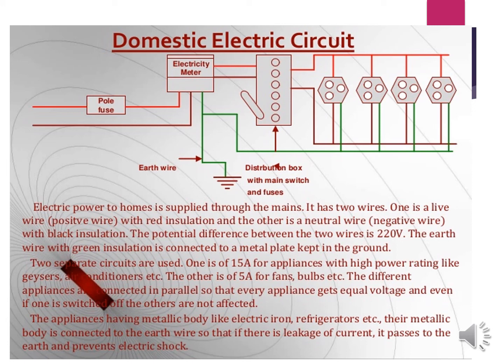Two separate circuits are used. One is of 15 ampere for appliances with high power rating like geysers, air conditioners, etc. The other is 5 ampere for fans, bulbs, etc. The different appliances are connected in parallel so that every appliance gets equal voltage, and even if one is switched off, the others are not affected. The appliances having a metallic body like electric iron, refrigerators, etc. have their metallic body connected to the earth wire so that if there is leakage of current, it passes through the earth and prevents electric shock.